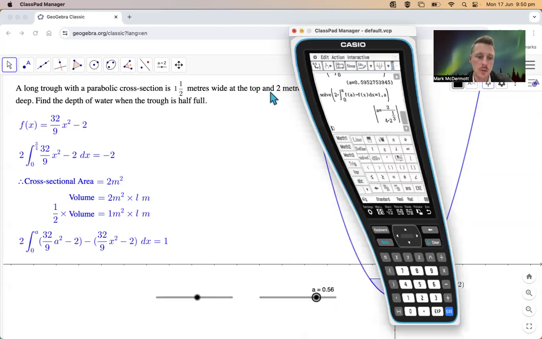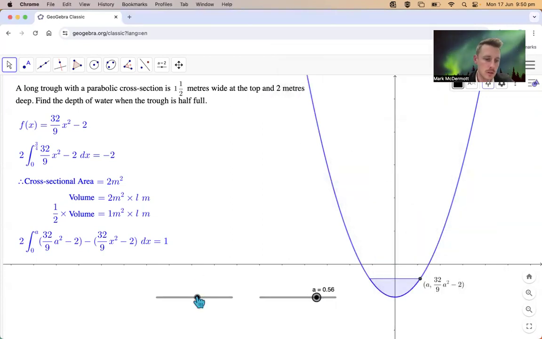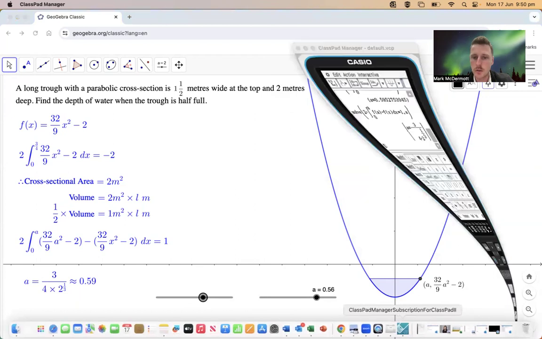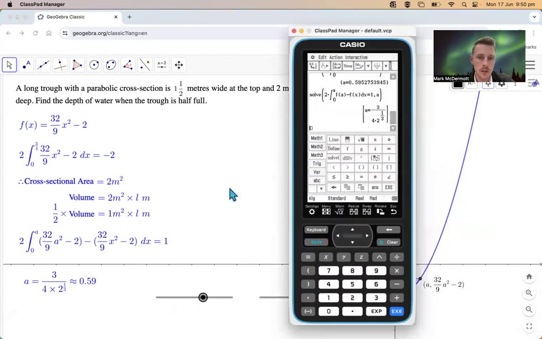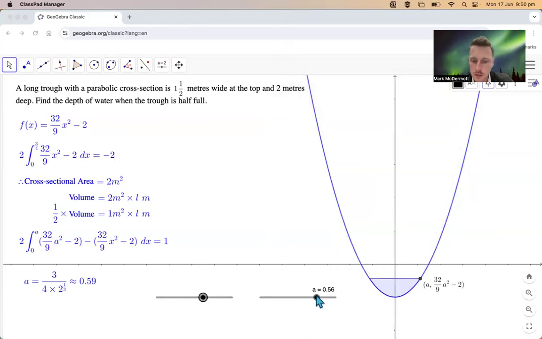So if we come back here, lo and behold, here's one I prepared earlier. We get this answer here. So hopefully you can see that that matches with what we had here, right? Okay, it's approximately 0.590. So we can set our a value to that, 0.59, so that's around there.